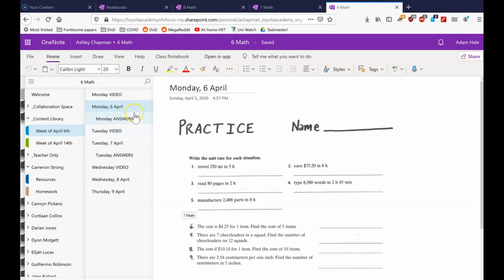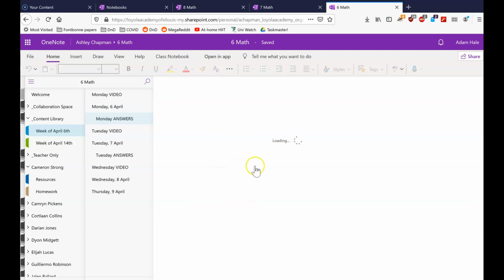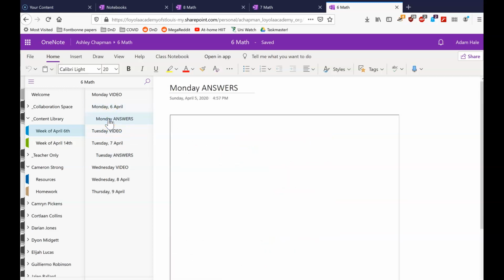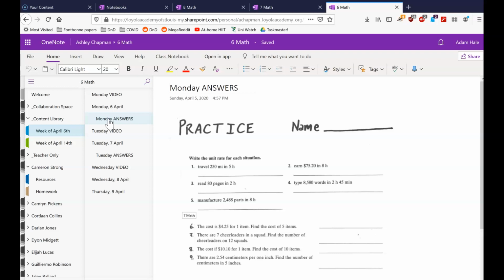I've also uploaded the correct answers to Monday's work and to Tuesday's work into your homework folder on OneNote. So if you did the homework last week, you can compare your answers to Monday and Tuesday's work to the correct answers that I've now uploaded.